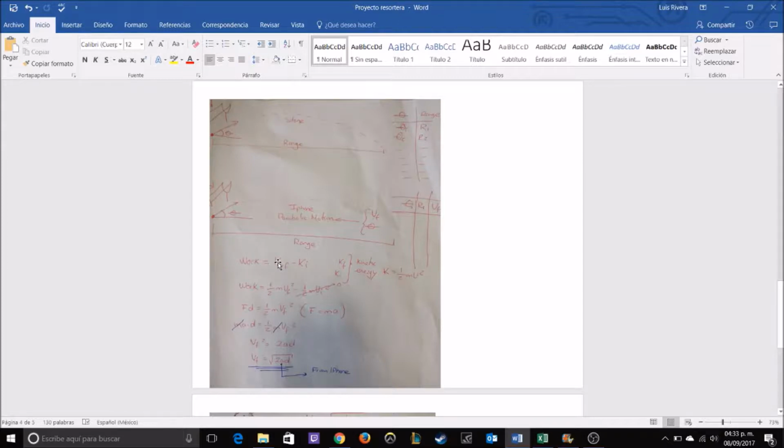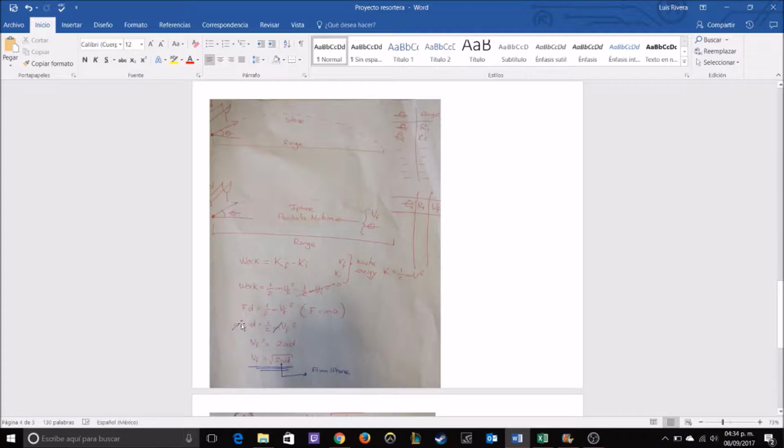equals the final kinetic energy minus the initial kinetic energy. Work is equal to 1/2 of the mass times the final velocity squared, and as you can see, this one is cancelled because it's equal to 0. Work is also equal to force times the distance, so this will be equal to 1/2 of the mass times the final velocity squared, and we know that force is equal to mass times acceleration.